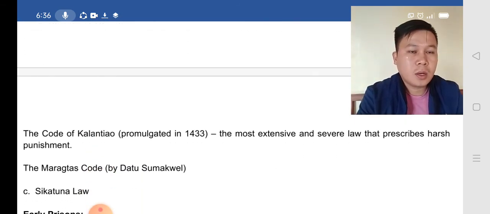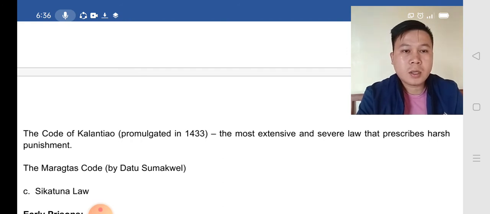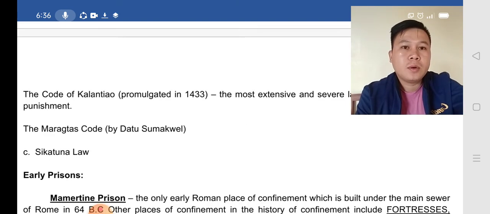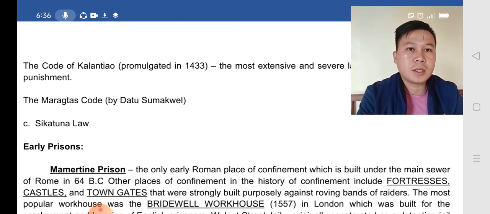So, last time I have already discussed this one, so I am only giving you the part of it for the quiz today. So, kung makikita ninyo, in the Philippines setting, mayroon na tayong mga code kung saan yung mga ninuno natin is gumawa ng kanilang sarili nilang batas para pamunuan ng kanilang mga nasasakupan.